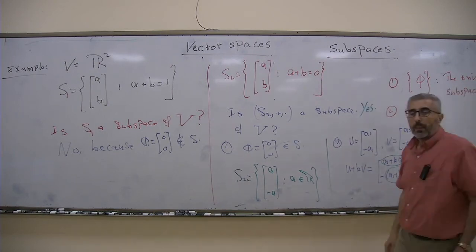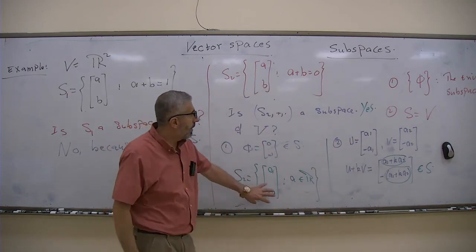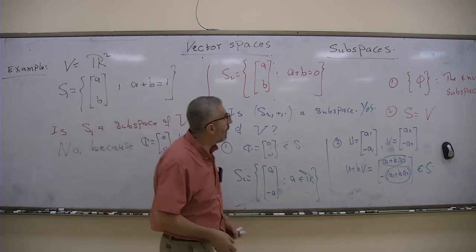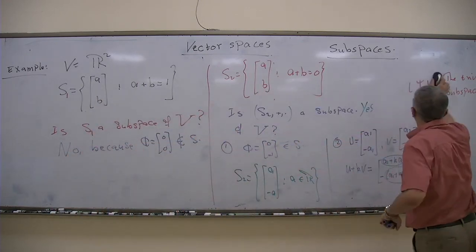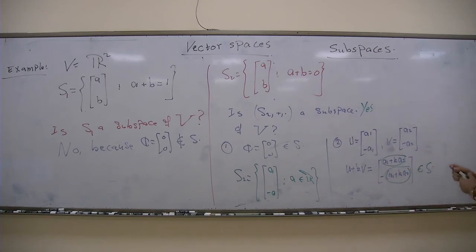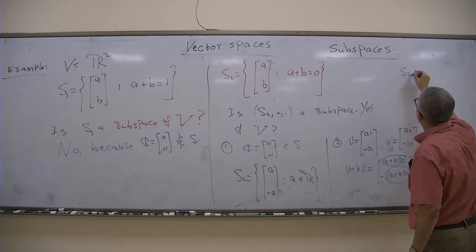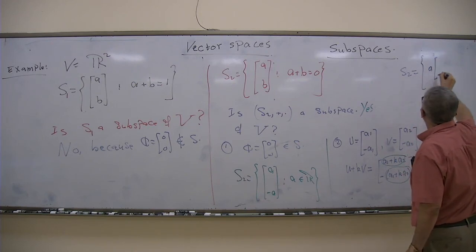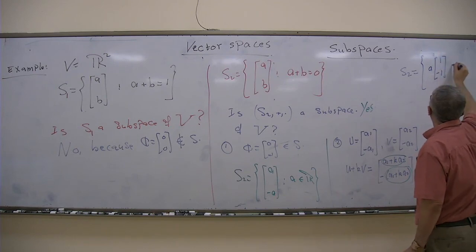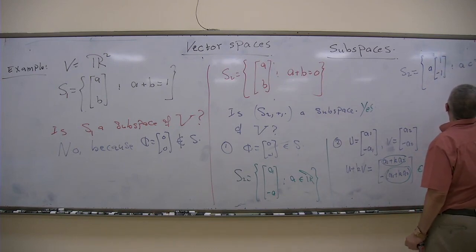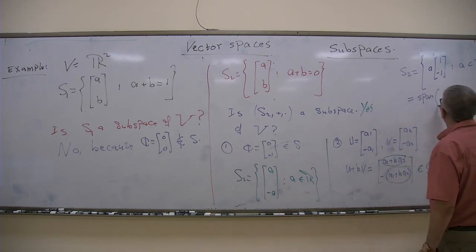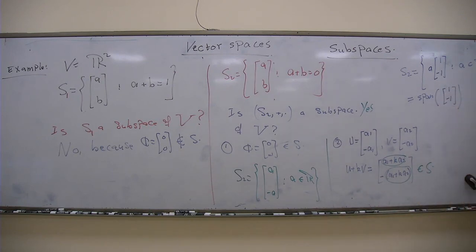Okay? In fact, this subspace is nice. You don't need to check those conditions. You can see it right away when you write it like this. S2 is in fact a multiplied by the vector (1, negative 1). And this, we call it a span of this vector. So you take this vector and you take the span of that.